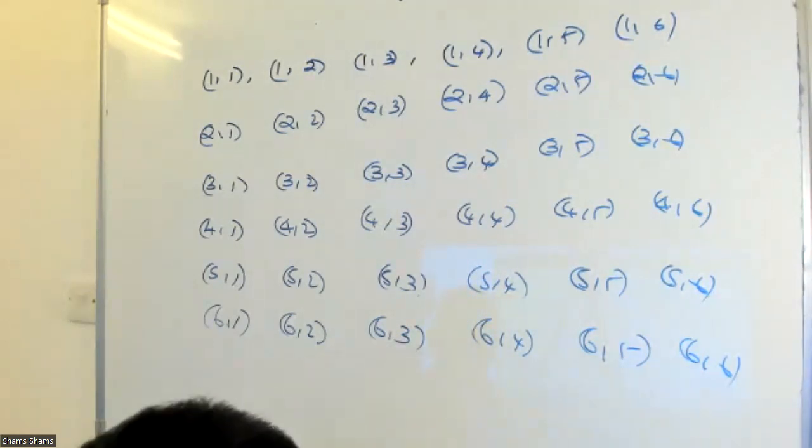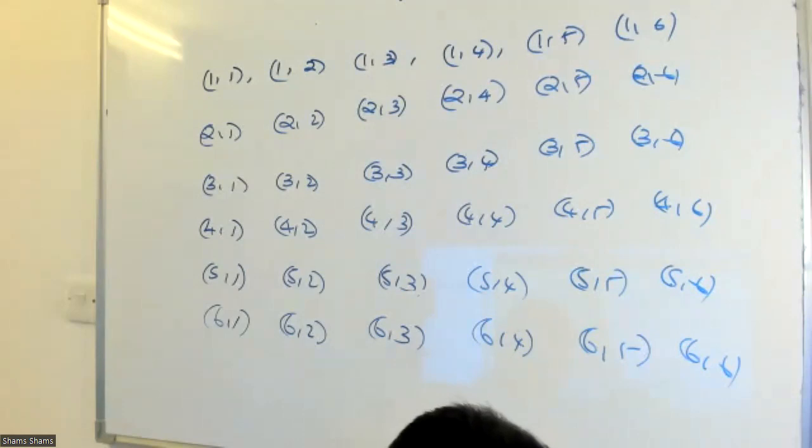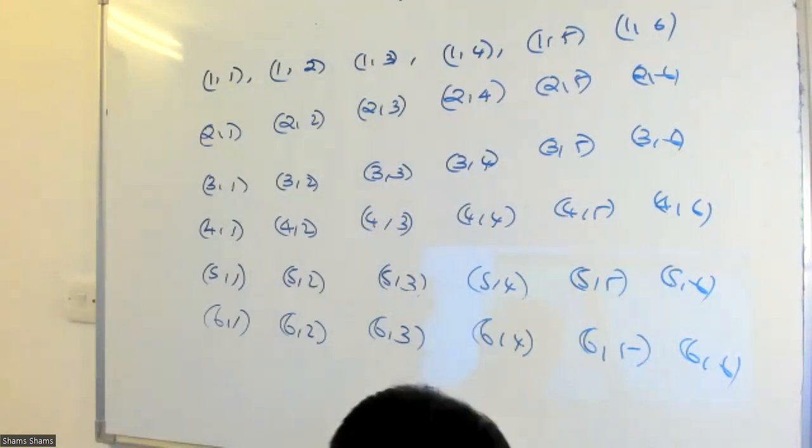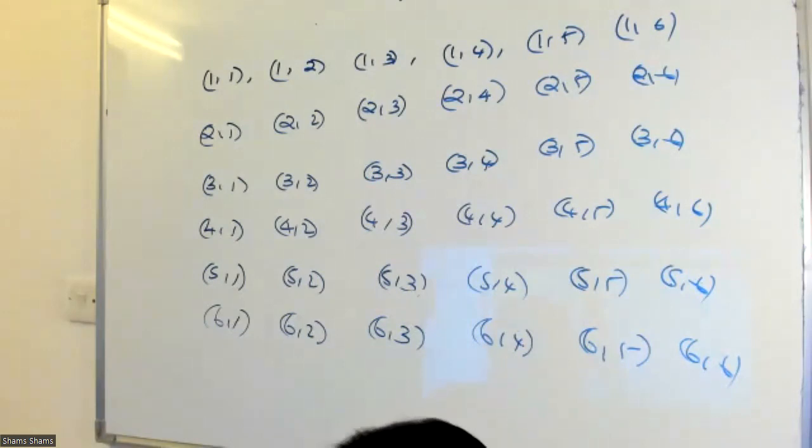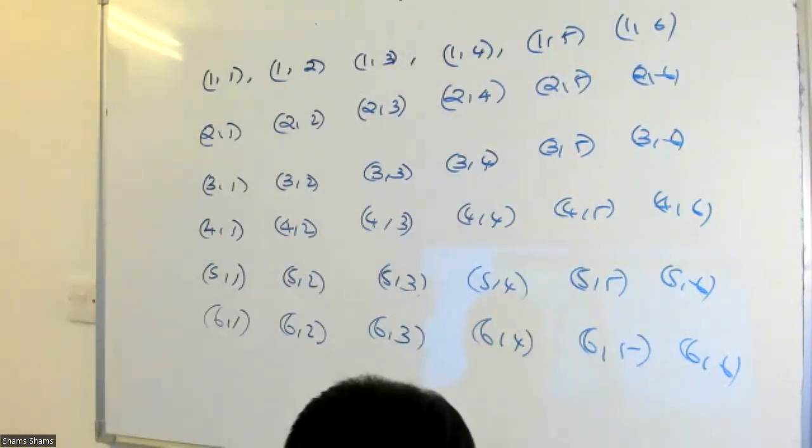Next one, read the next question. Same number on both sides. That's a doublet. Which are the doublets? 1, 1, 2, 2, 3, 3, 4, 4, 5, 5, 6, 6. So 6 by 36.